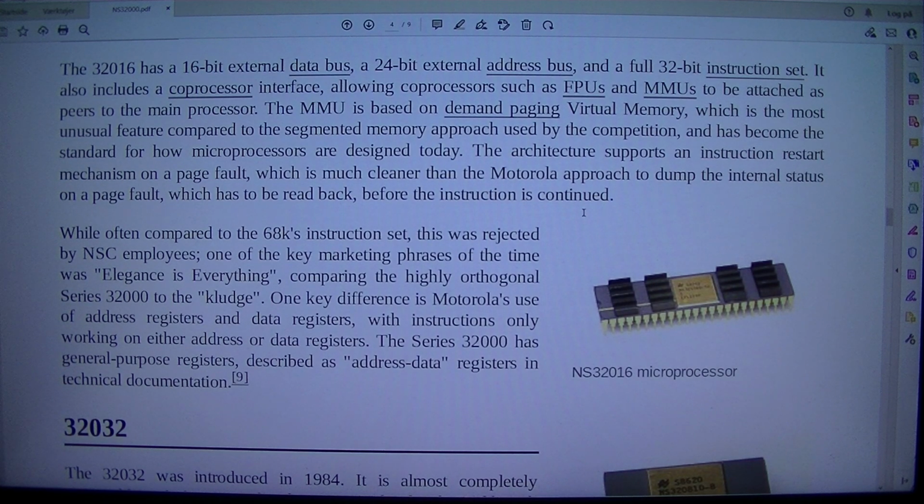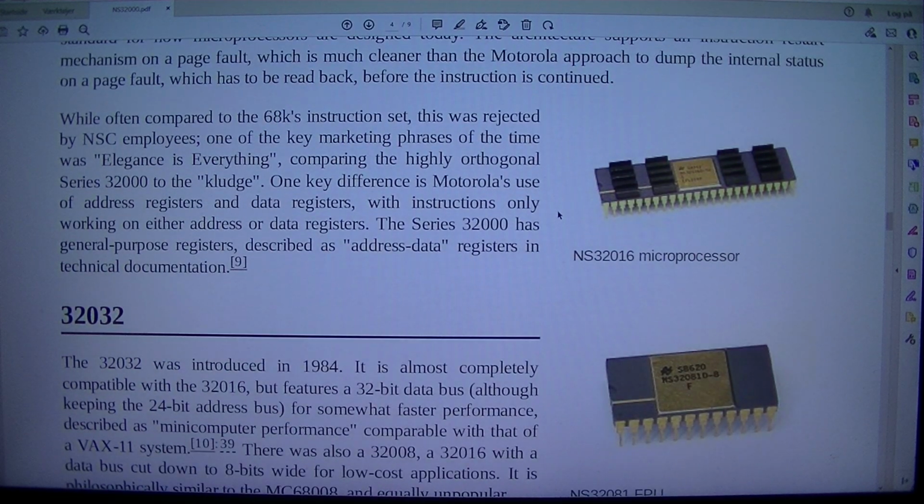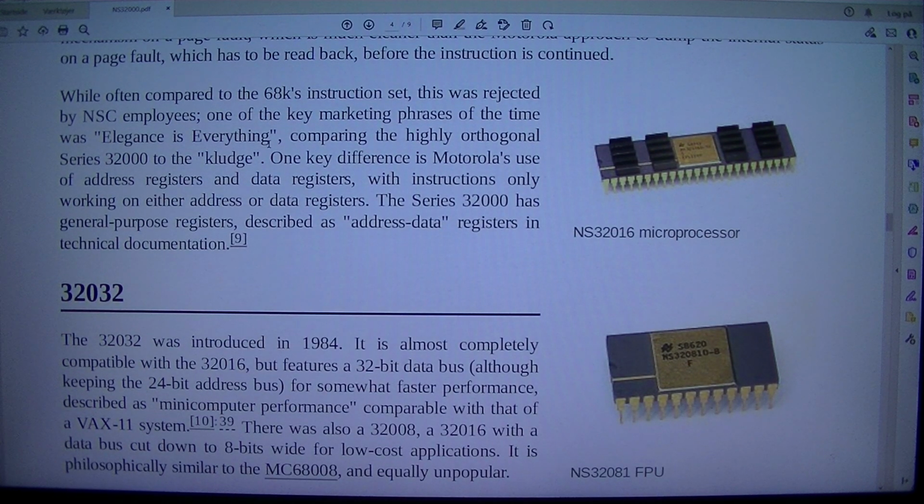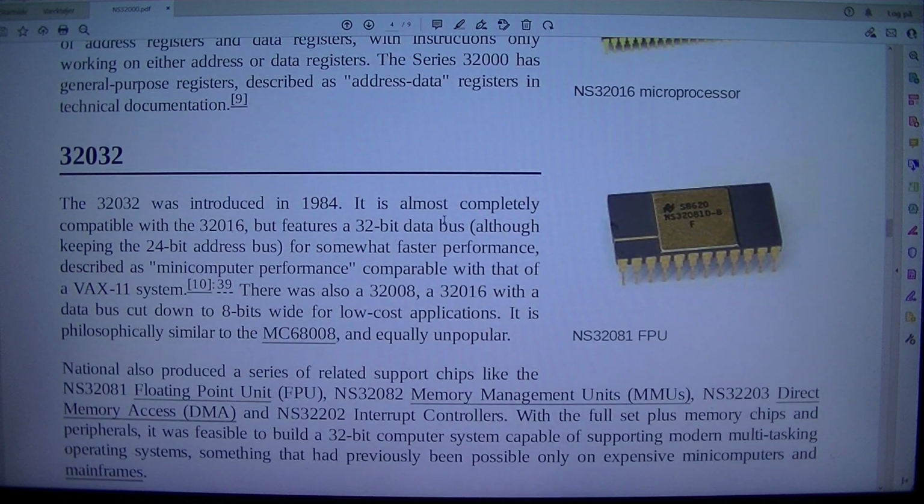NS32016 microprocessor, NS32081 FPU. While often compared to the 68K instruction set, this was rejected by NSC employees. One of the key marketing phrases of the time was "elegance is everything," comparing the highly orthogonal Series 32000 to the Motorola. One key difference is Motorola's use of address registers and data registers, with instructions only working on either address or data registers. The Series 32000 has general-purpose registers, described as address data registers in technical documentation.